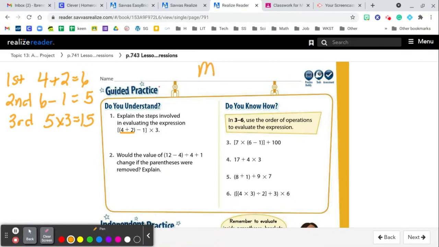Remember, parentheses, exponents, multiply, divide, add, and subtract. But we do what's in the parentheses first. So that kind of knocks the rest of the stuff out. Always solve inside the parentheses first. So we wind up with 15.